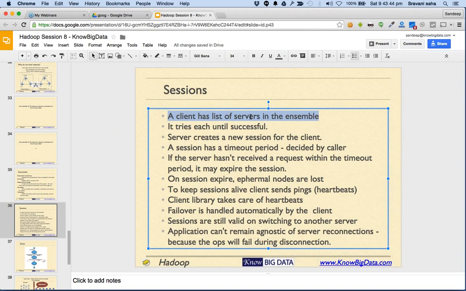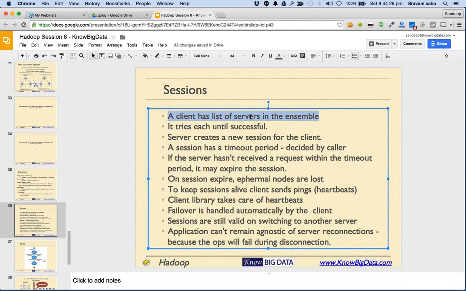Now, this client maintains the list of all the nodes in the zookeeper. Whether you give it or not, it will ask a member of the zookeeper service, can you tell me who all are the followers and the leader right now, and will gather that list. Out of this list, it will keep on trying to read or write or connect until it is successful or the list is exhausted. The server creates a new session for the client once it has successfully found a node which is up and running.